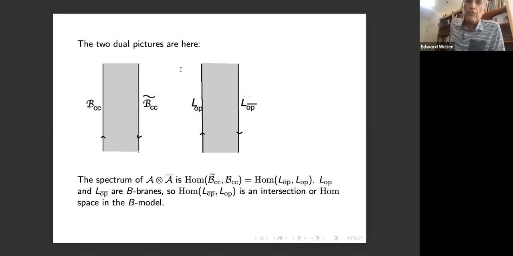The B model localization on intersection points means that nothing else can happen. In the A model, you can get a gradient flow from one critical point to another. But there's no analog of that in the B model. In the B model, everything is localized on constant maps, which here means that the whole strip maps to an intersection point. And therefore, the operators A and A bar will just be evaluated at that intersection point.